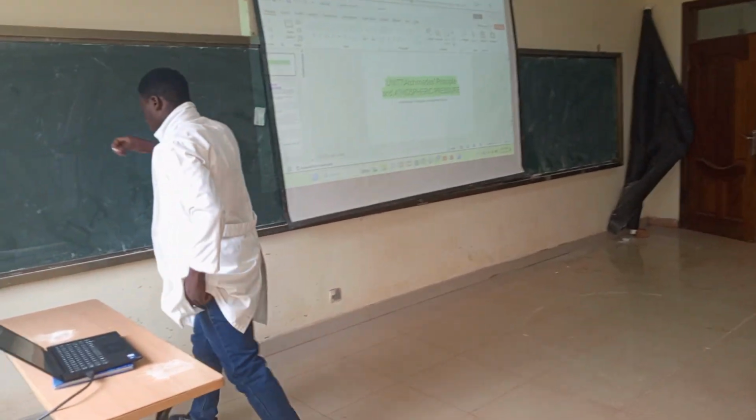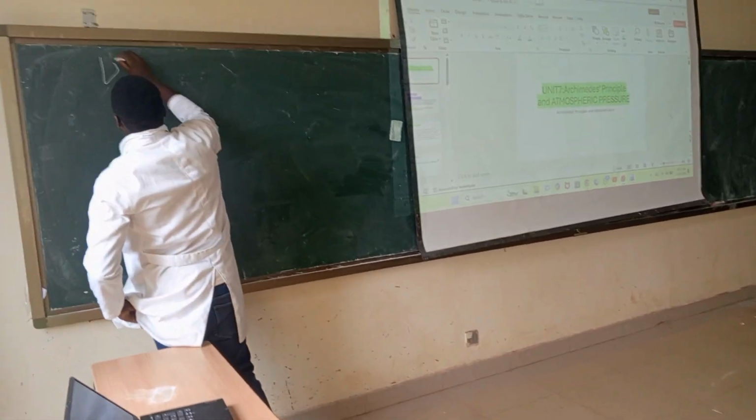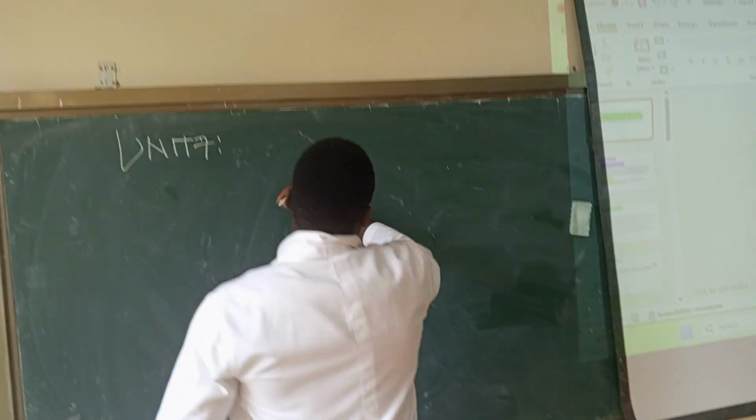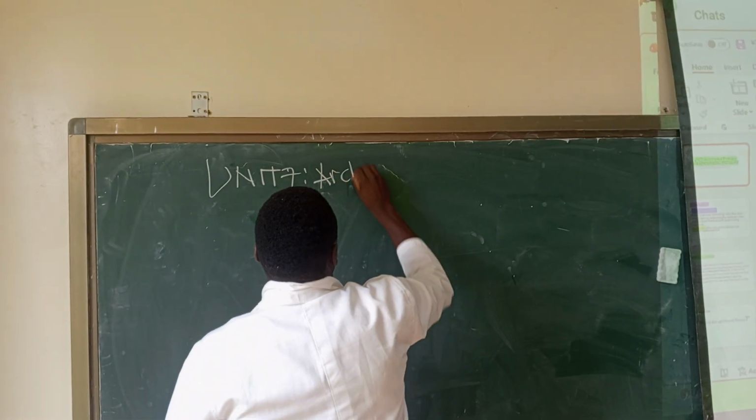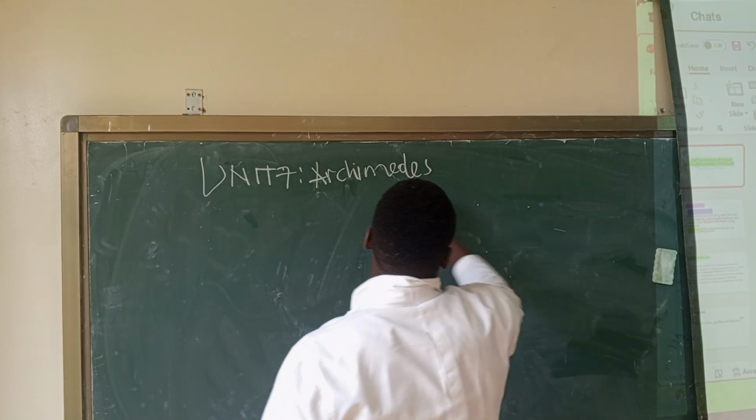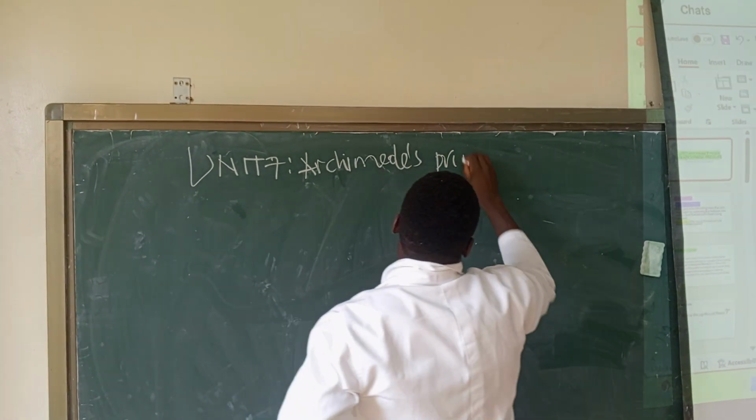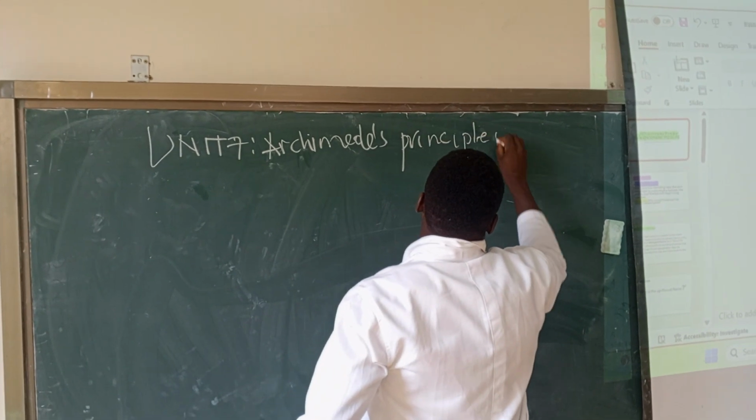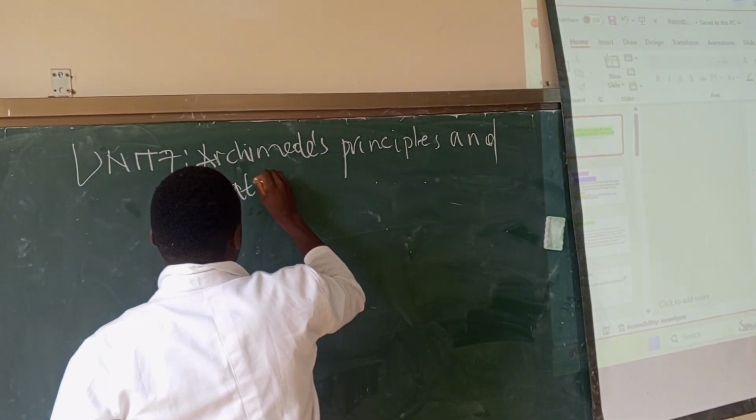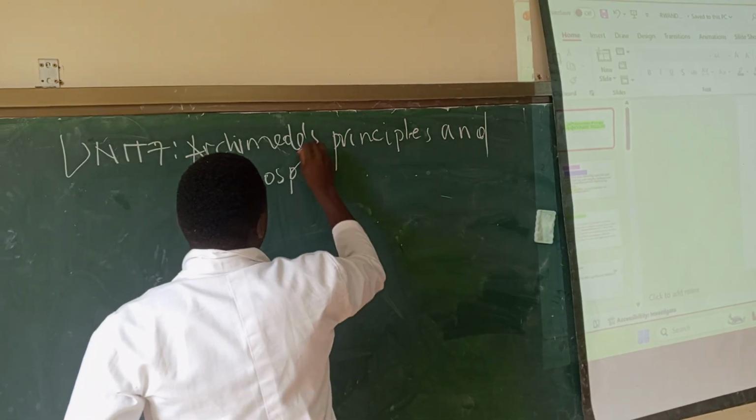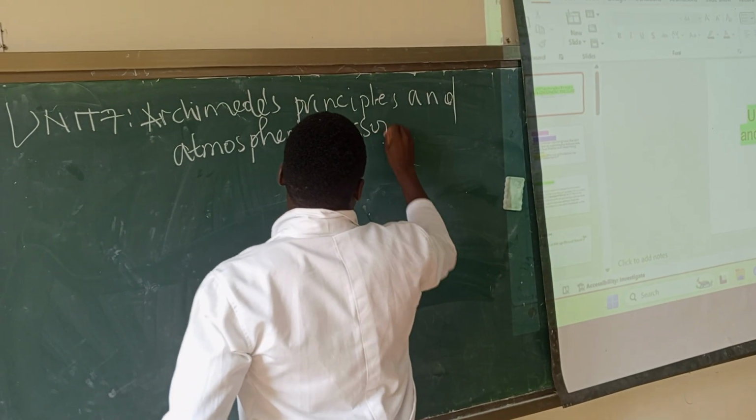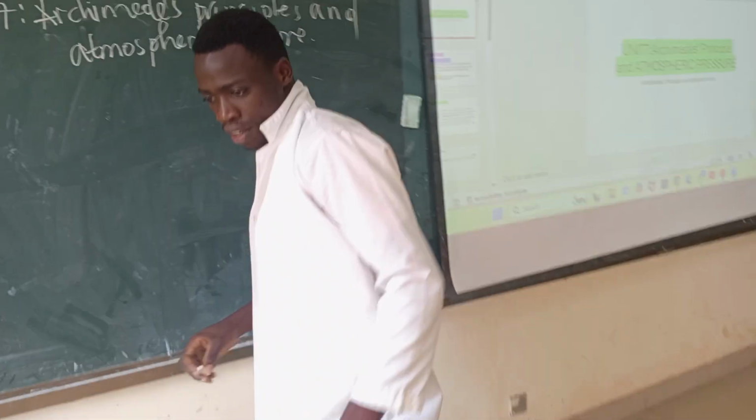As you know, our unit is unit number 7: Archimedes' principle and atmospheric pressure.